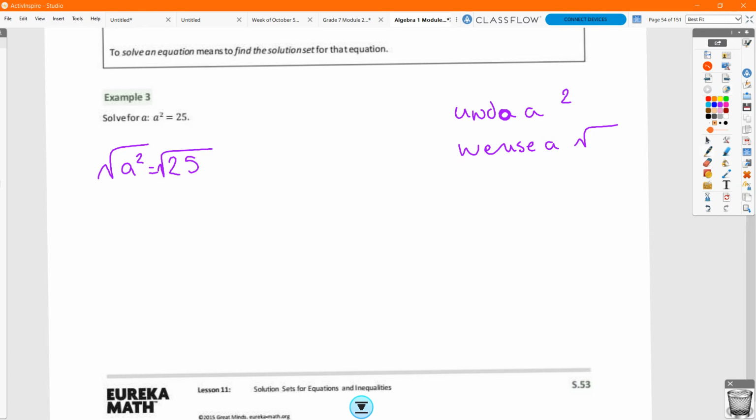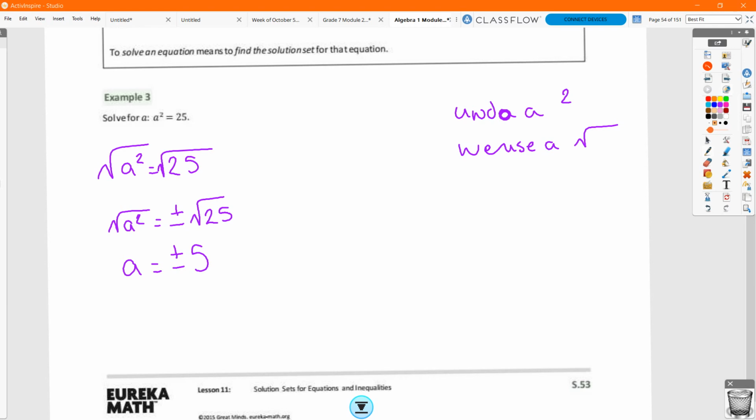Okay? Now here's the interesting part. When you do a square root, you have to do this. a squared equals the plus or minus of the square root of 25. I'll explain why in just a minute. So the square root of a squared is going to be a equals the plus or minus the square root of 25, which is 5. There are two solutions to this equation.